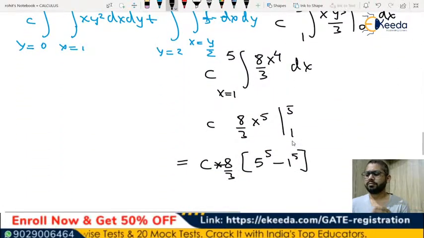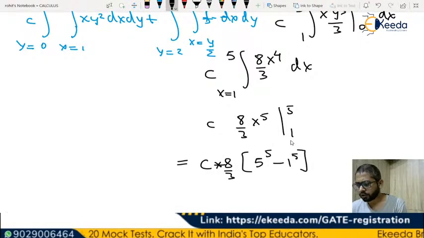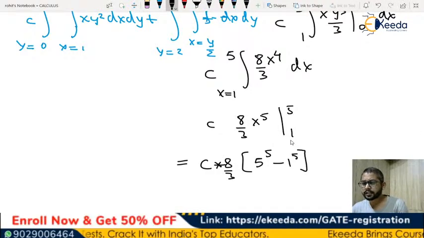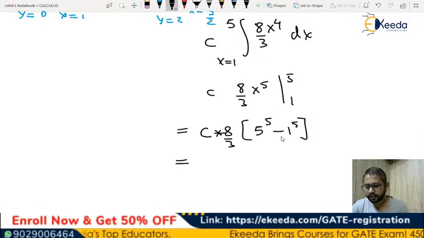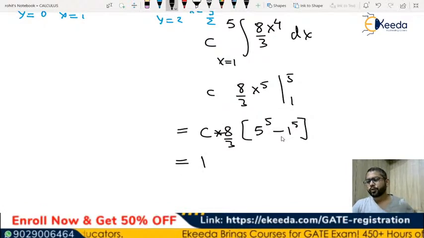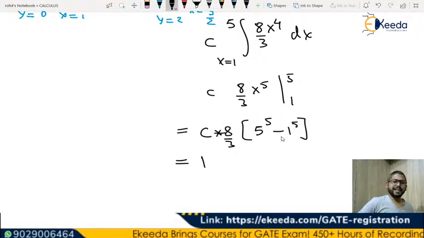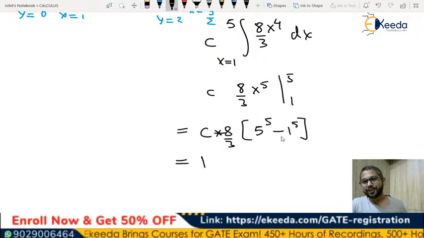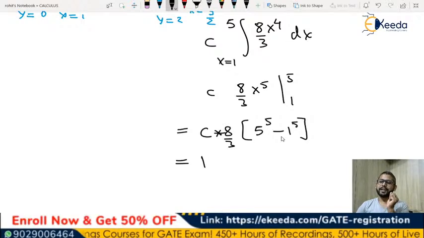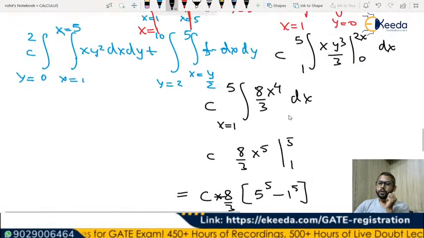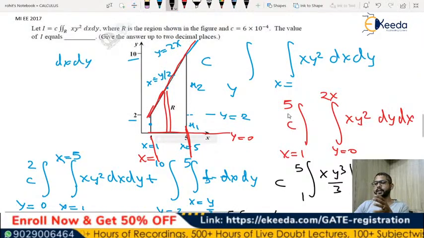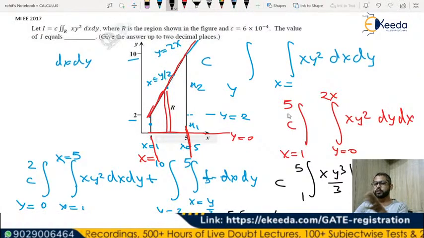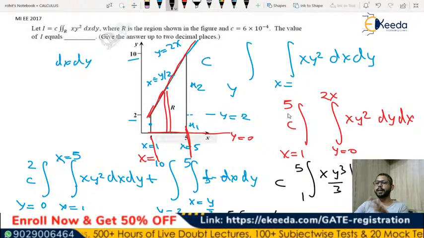So this is a calculation required here. Just put the values, calculate it, and you will get the answer 1. So why did I take so much time here? Because you have to save your time in the examination, right? You have to see which one is going to be better. Should we take dx dy or should we take dy dx? That is something that matters here, right?